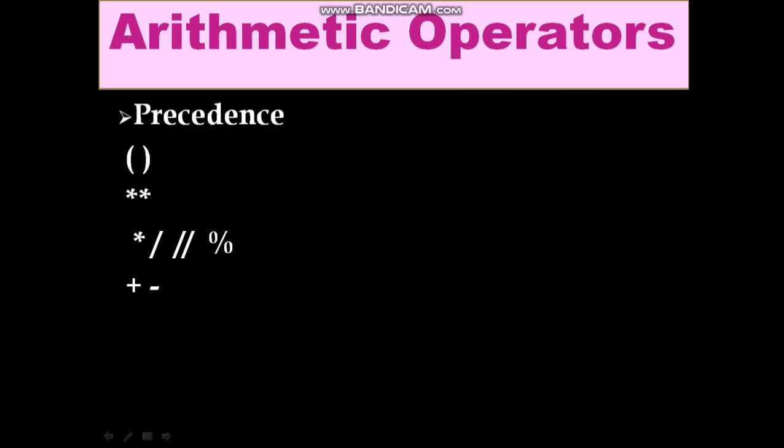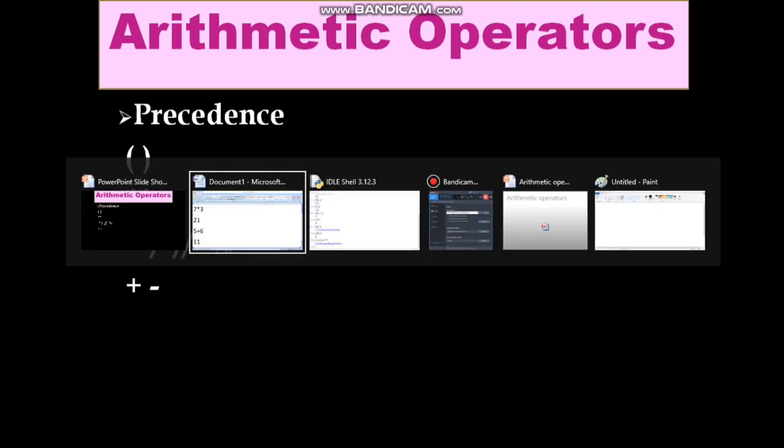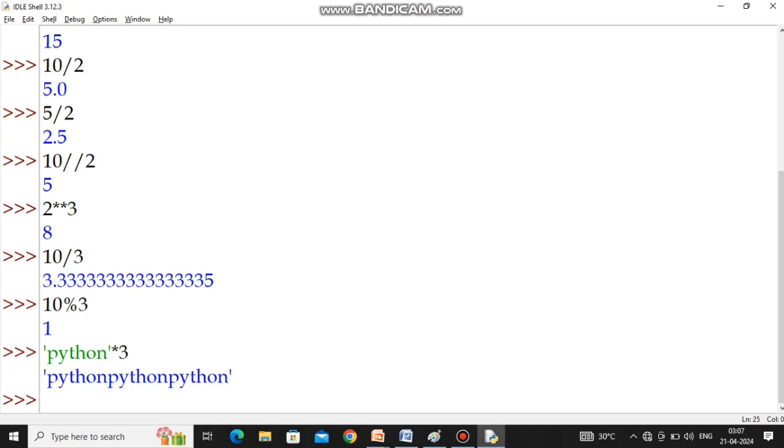When you have multiple operators, you give priority first to the brackets. Whatever expression is present inside the brackets will be evaluated first, and then the exponentiation expression, then all these 4 things. Any of these can be evaluated, followed by plus and minus. This is how we use the precedence of operators. Let's see how to do it in Python IDLE.